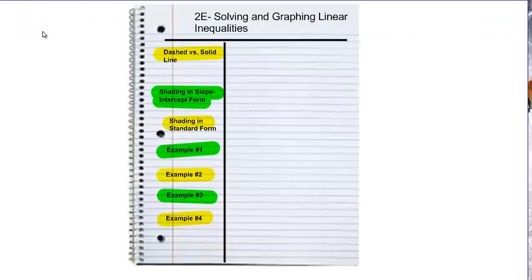The first thing you need to do is set up your notes so that you have all of the key pieces of information that you're going to need during the lesson and that you'll want for class tomorrow. Make sure that you've titled them 2E and that you have dashed versus solid line, shading in slope-intercept form, shading in standard form, and then all four of the examples that we'll be looking for when checking your notes. Go ahead and pause the video as you set this up, and then hit play when you're ready to see the next slide.